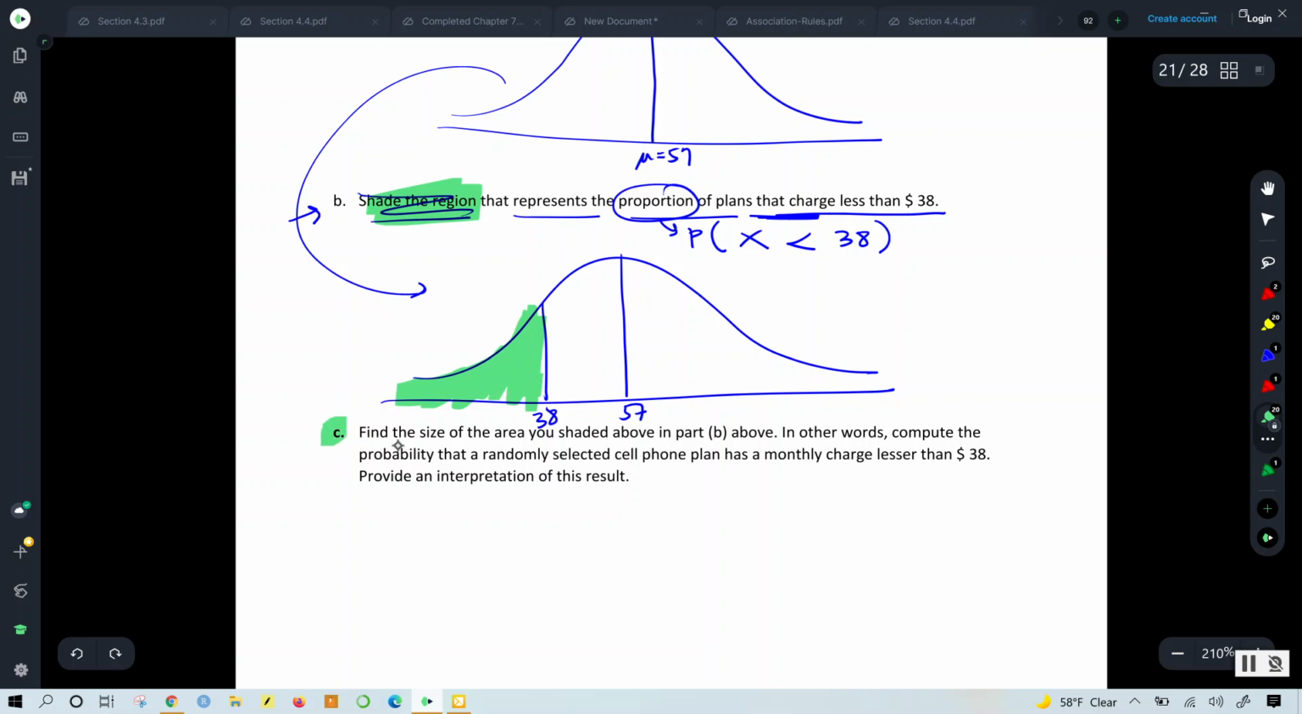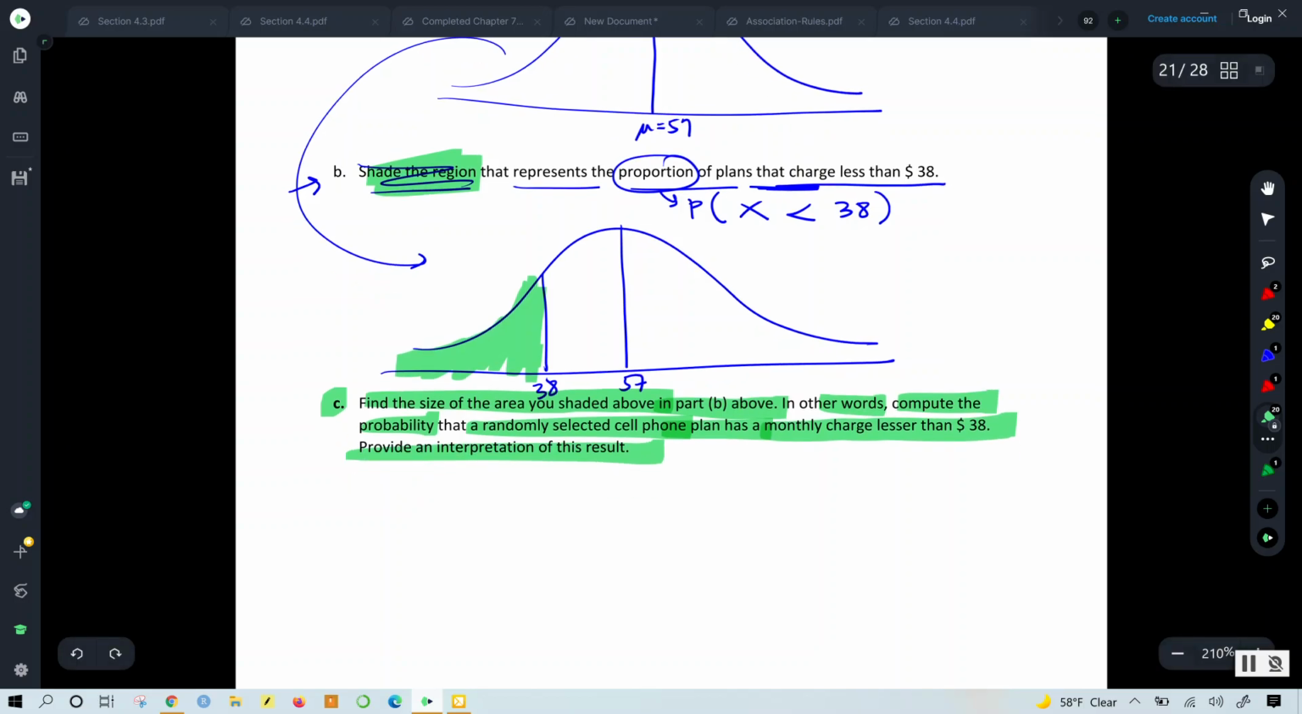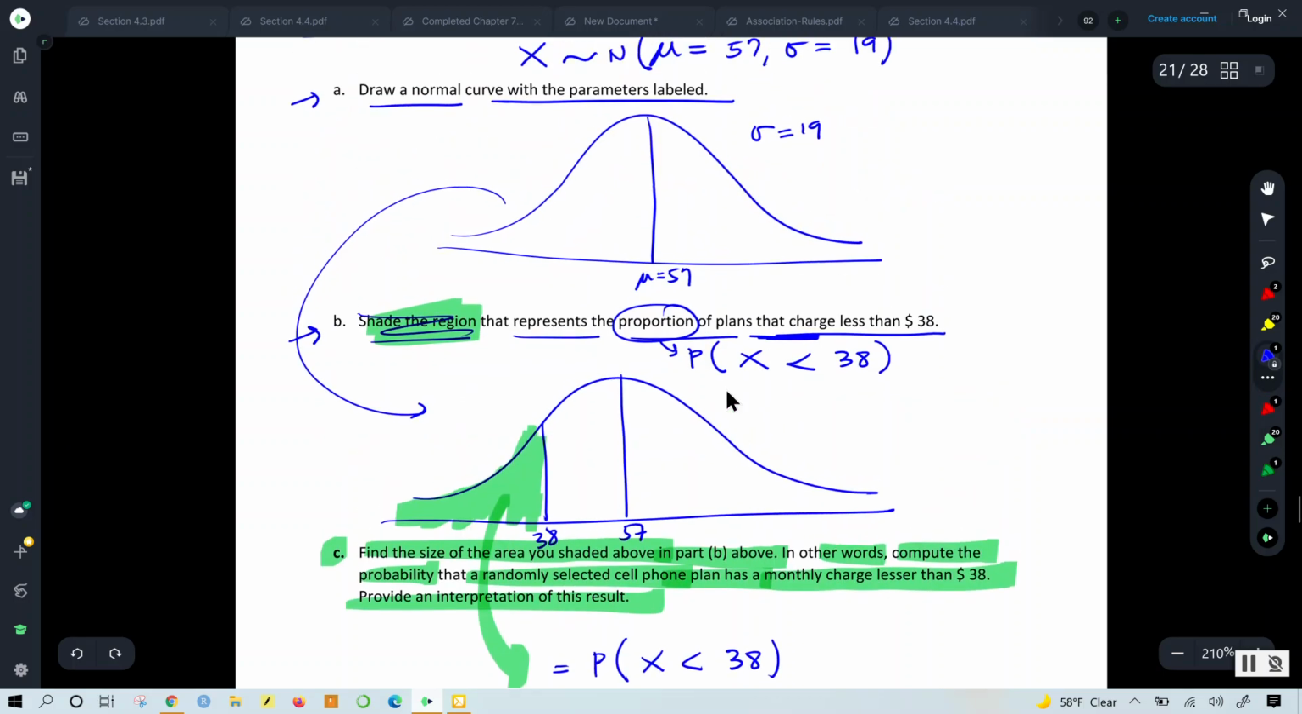Then in question C, we have to find the size of the area we shaded in part B above. In other words, we should compute the probability that a randomly selected cell phone plan has a monthly charge lesser than $38. We're also required to provide an interpretation of this result. So let's do that. First of all, I want to find the size of this region, the probability of x less than 38, and I will head over into StatCrunch.